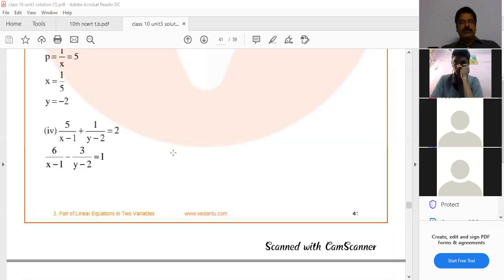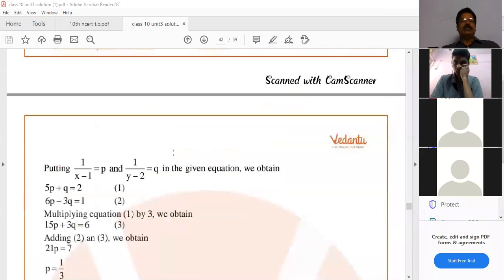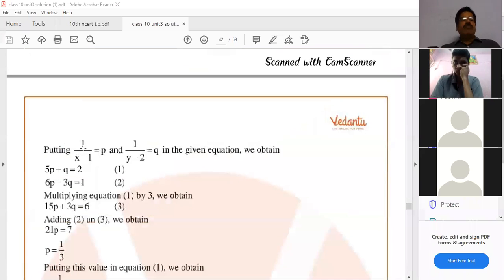Now reducing form. You see in the question how it reduced. Putting 1 by x minus 1 as p, there is a difference. And 1 by y minus 2 you have to suppose as q in the given equation. Then we obtained 5p plus q.